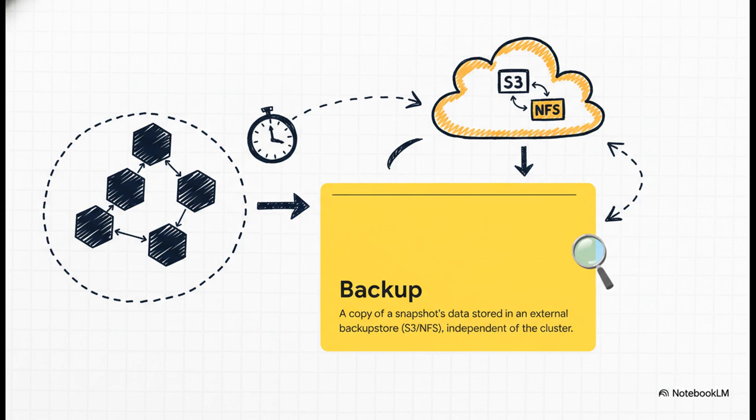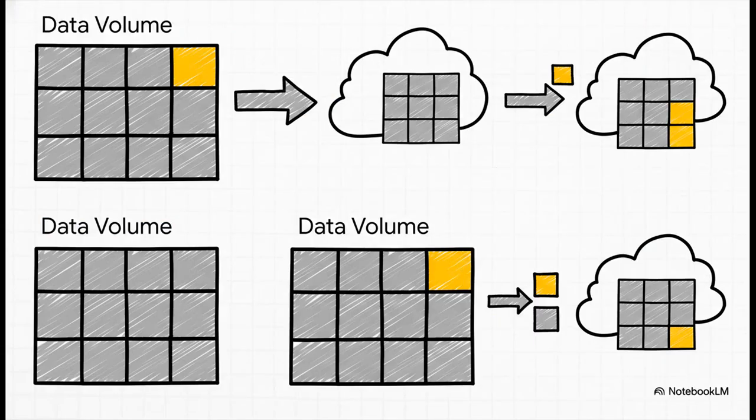So what a Longhorn backup does is actually pretty simple. It just takes one of those point-in-time snapshots and copies it to an external system, like an S3 bucket or an NFS share. And just like that, you've completely decoupled your data's survival from the health of your main cluster. And what's really clever is that this whole process is incredibly efficient. Backups are incremental. That means Longhorn only copies the data blocks that have actually changed since the last backup.